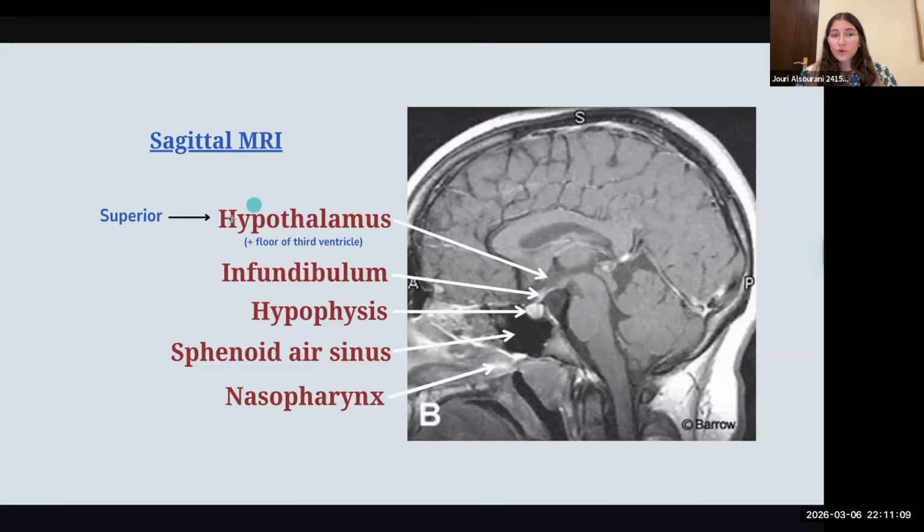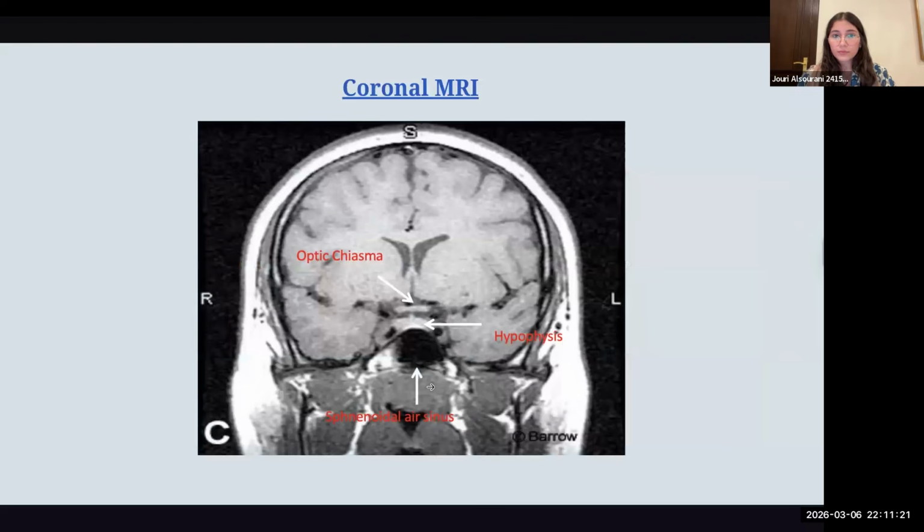Okay, so superiorly, we have the hypothalamus. In the middle, we have the infundibulum. And inferiorly, we have the pituitary gland, sphenoid sinus, and nasopharynx.